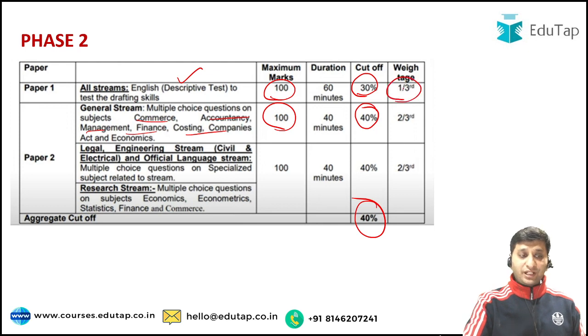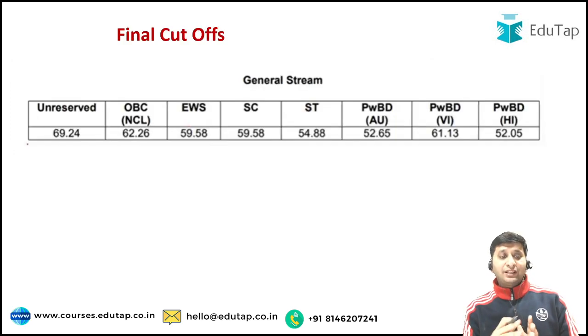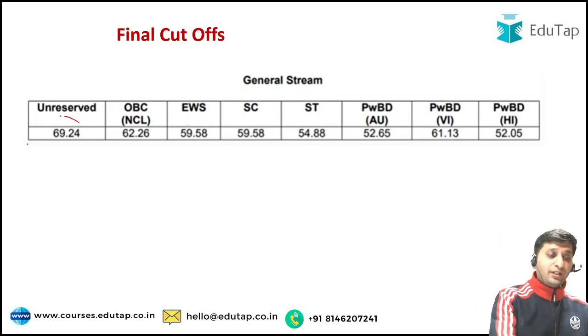So 1/3 weightage was given to paper 1 descriptive English, and 2/3 weightage was given to paper 2, which consisted of your technical subjects. So अब phase 2 में obviously we were required to maximize our score, because this is what going to decide that whether we get an interview call or not. That is top 500, 600, 700 students got the interview call. So अगर हम cutoffs की बात करें, final cutoffs for phase 2 plus interview, they were 69.24.